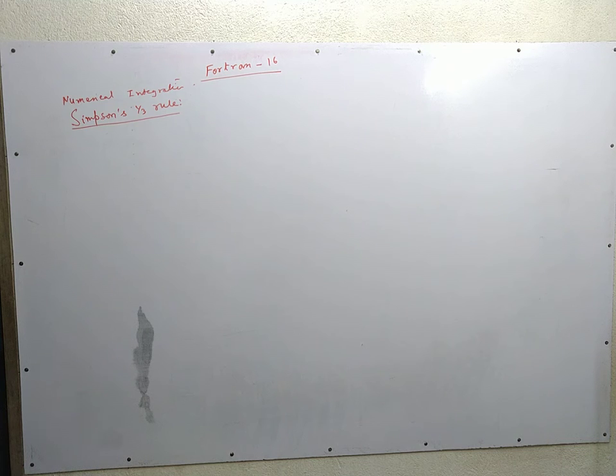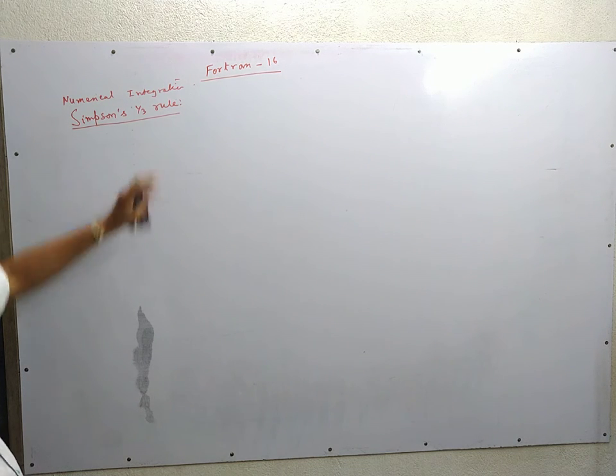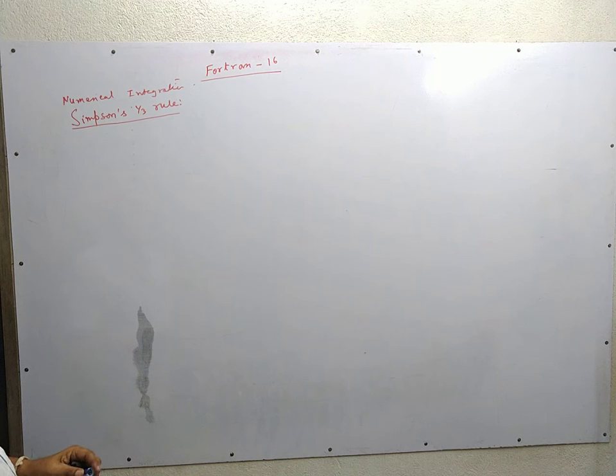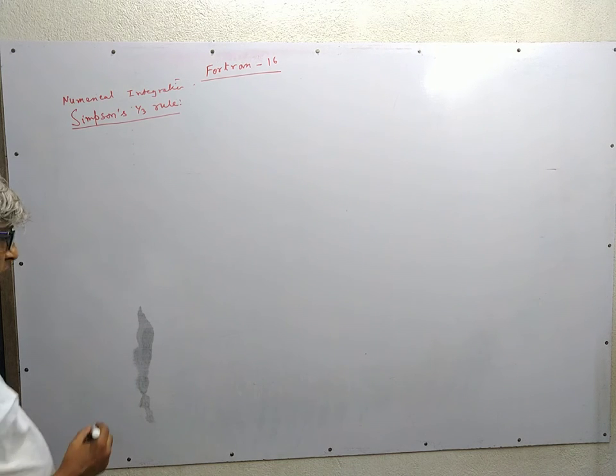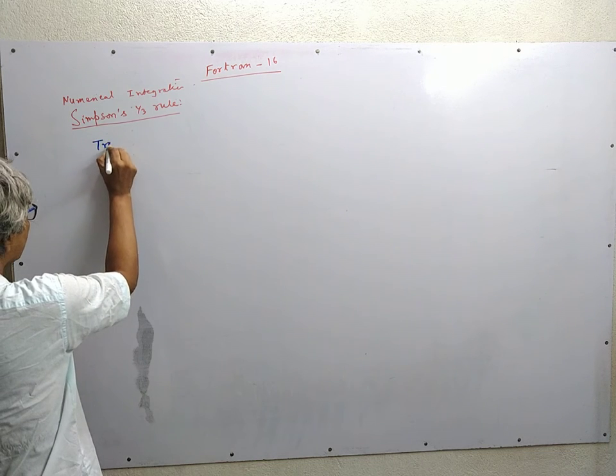In the earlier class, we worked out the theory of the trapezoidal rule and also made the corresponding program for a fixed time. Today we shall discuss Simpson 1/3 rule. Before going to the Simpson 1/3 rule, let me first remind you what we have done earlier in the trapezoidal rule.